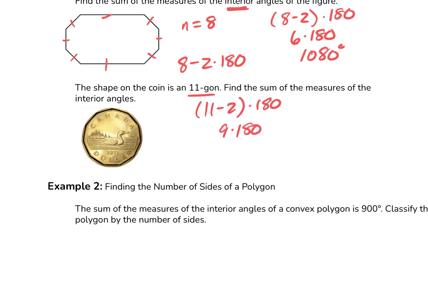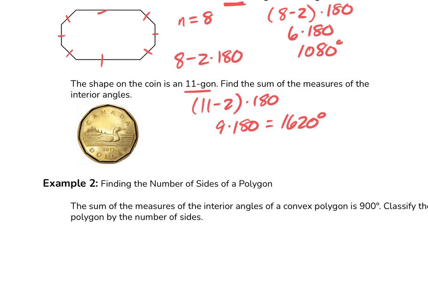Okay? And I don't mind if you put this into the calculator like this, but you've got to make sure you put parentheses around it. That's why, just to avoid any problem, I would just go ahead and do the subtraction first, and then just do 9 times 180, and then you don't have to worry about making a mistake there. Okay, and so we get 1,620. It just keeps getting bigger as we get more sides.